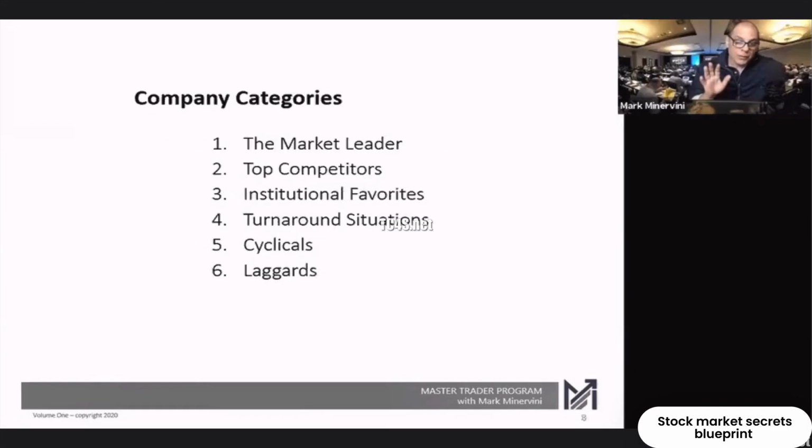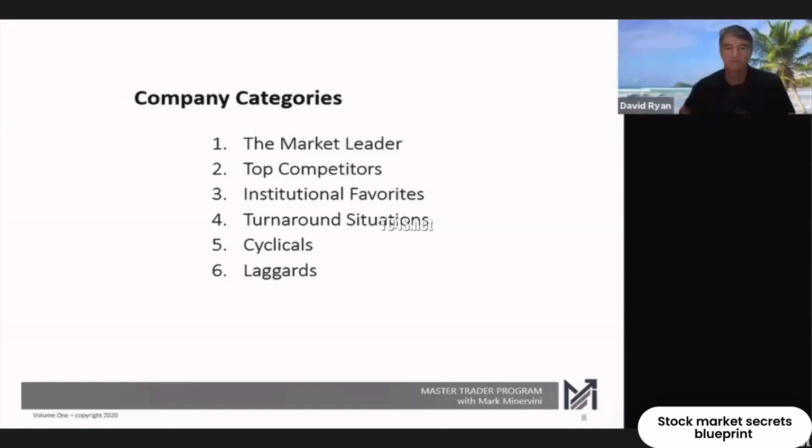Now, there's 6 categories that I categorize companies in. One is the market leader, 2, the top competitor, the institutional favorite, the turnaround situation, cyclicals, and laggards. That's how I classify a stock. When I see a company, the first thing I do is say, okay, what category would I put this in? Now, I generally focus on the top 4: the market leader, the top competitor, the institutional favorite, and the turnaround situation.